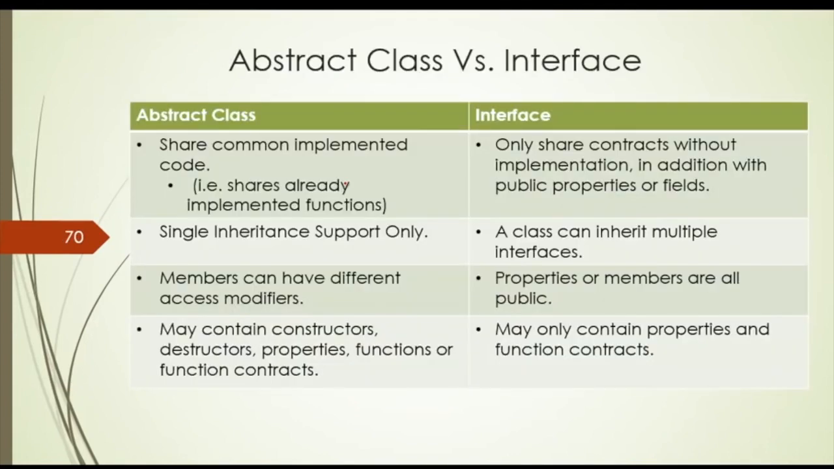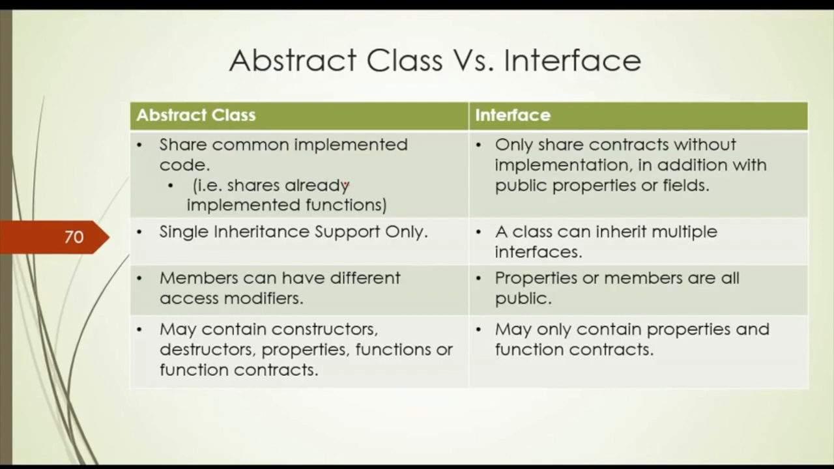So abstract class versus interface. It's a very interesting thing, and you should know those. These are very important. So abstract class can implement or share common implementation, but on the other hand, interface couldn't have any implementation. It will only keep properties and the method names. That's it.